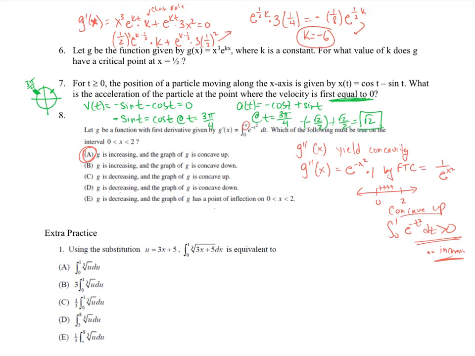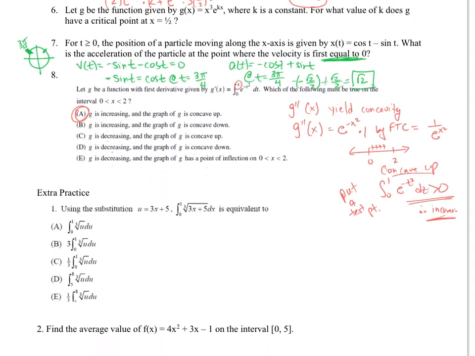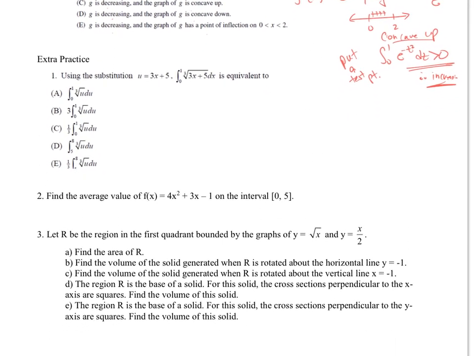Again, what I did here is I thought of it as put a test point in. So put a test point in to see what happens. Well, I put a test point in there. I got it to be greater on these bounds. I got it to be greater than 0. I knew that it was increasing. All right, so let's move on.